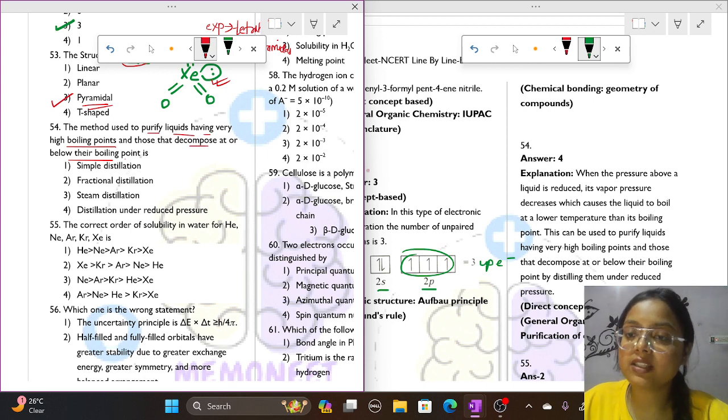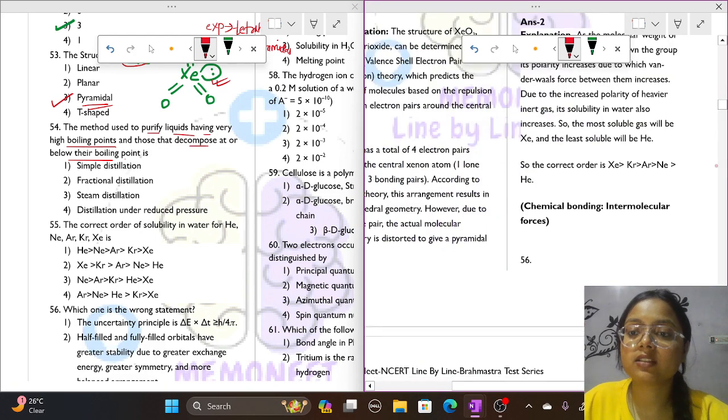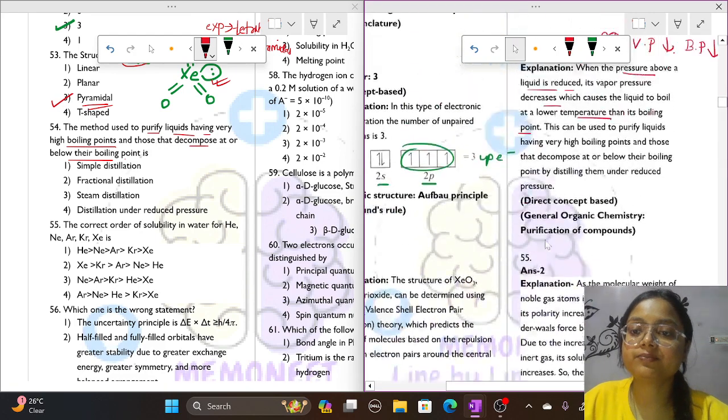See, when the pressure above a liquid is reduced, the vapor pressure decreases, which causes the liquid to boil at a lower temperature than its boiling point. When the vapor pressure decreases, the liquid boils at a lower temperature, so the boiling point also decreases.